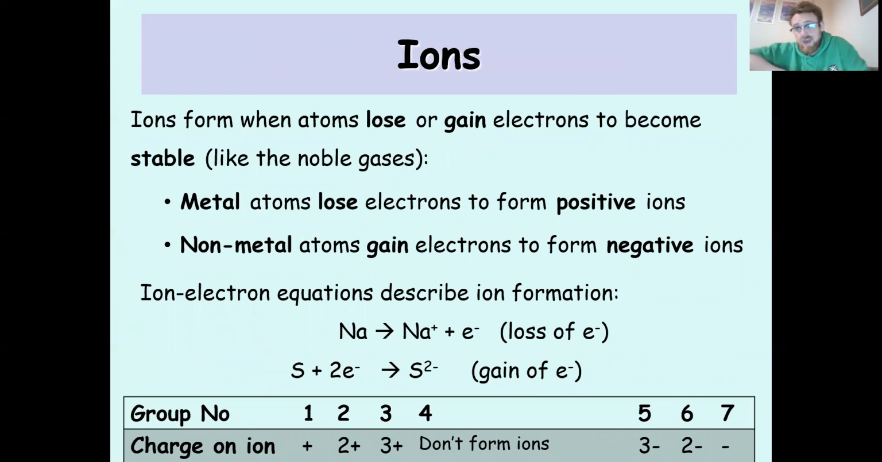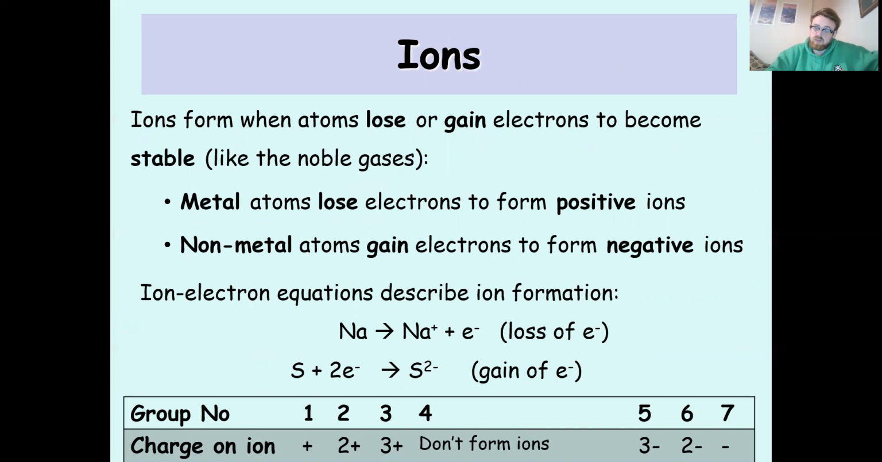Ions. Ions are when an atom loses or gains electrons. And they do that because a more stable electron arrangement is a full outer shell. So because the full outer shell is more stable, atoms will lose or gain electrons in order to get that full outer shell. Atoms lose electrons to form positive ions.